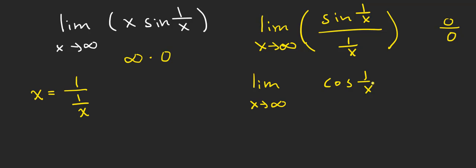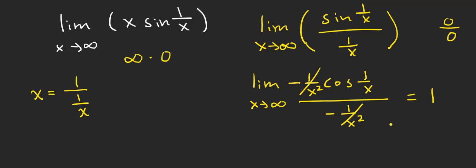And then what is the derivative of 1 over x? Just pause the video and why don't you take the derivative of 1 over x. You end up getting negative 1 over x squared, all over, what's the derivative of 1 over x? Negative 1 over x squared. So what happens over here? Negative 1 over x squared cancels out. And what happens as x goes to infinity? Well, it's 1 over infinity, which means it goes to 0. What is cosine of 0? Cosine of 0 is 1. So therefore, this limit is 1.